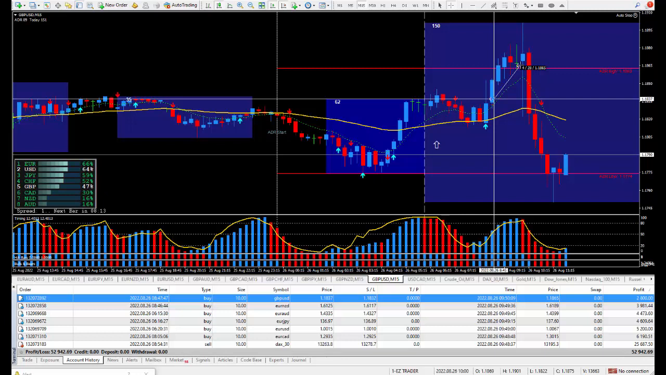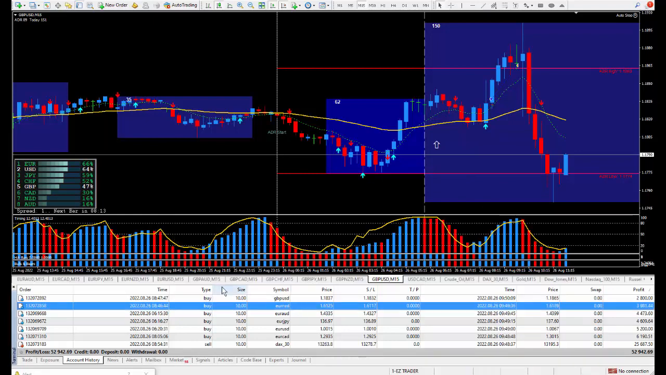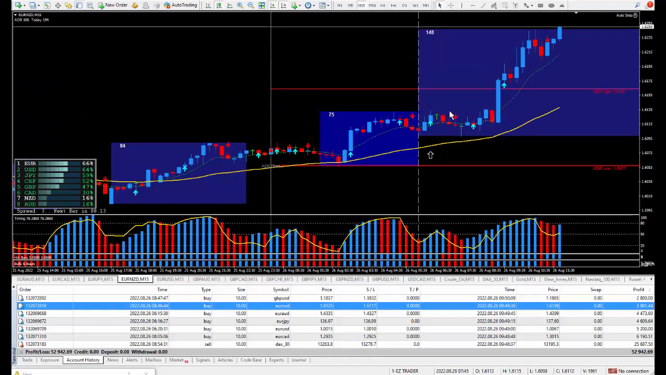I'm glad I got out because if I wasn't paying attention, I would have turned a winning trade into a losing trade. 28 pips times $10 times 10 lots paid out $2,800. Moving right along to the next trade, Euro New Zealand, another one I wanted to be buying.